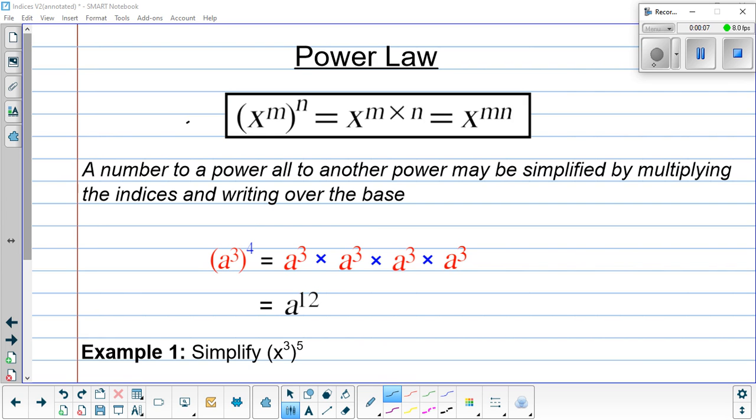We're doing power law for indices. We call it power law because, even though we've been doing powers this whole time, now we're doing a power to a power. So there's a lot of power to be there.